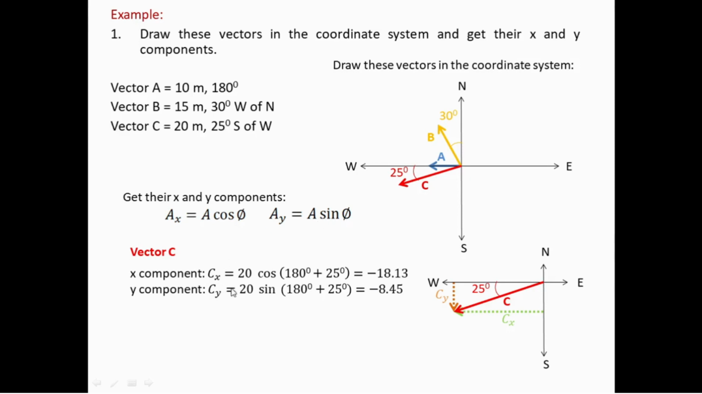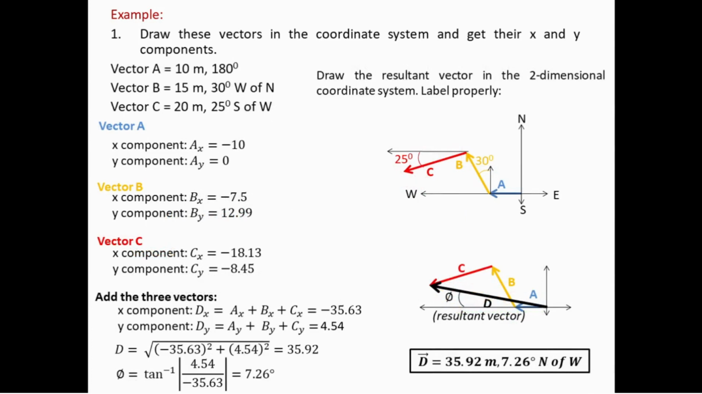So all we have to do is to multiply the magnitude of vector c, which is 20 meters, by the sine of 180 degrees plus 25 degrees. So this total here is the reference angle of vector c. So 20 meters times the sine of this reference angle should give us negative 8.45 meters, which is this time also negative because, as you can notice here in the representation of this y component, this arrow, indicated by the orange arrow, is pointing downwards, which is towards the negative y-axis.